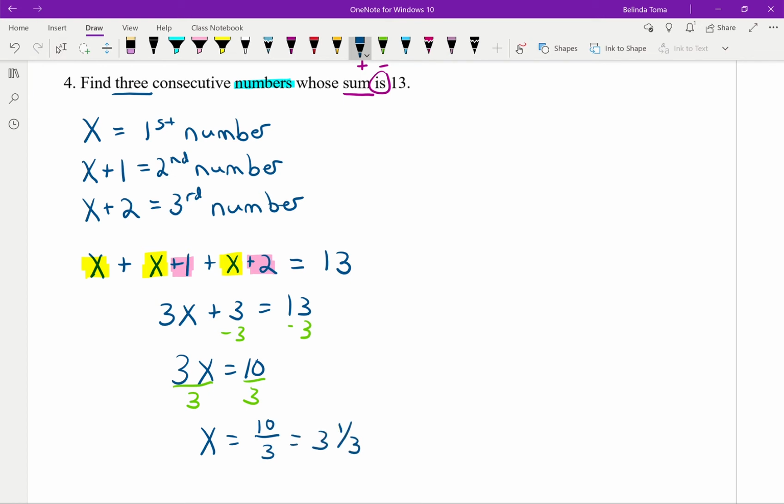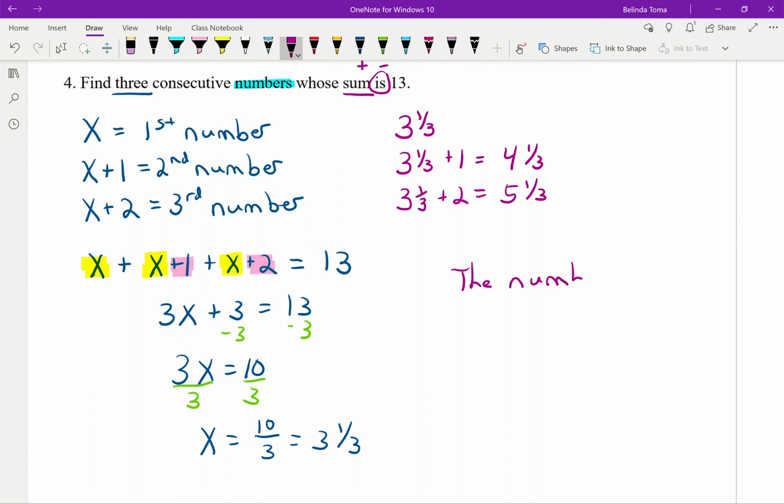Now, that means that if we go back to our unknowns, if x is 3 1/3, then if we add 1 to 3 1/3 for the second one, then we would have 4 1/3. And if we add 2 to the first number, then we're going to get 5 1/3. So the numbers are 3 1/3, 4 1/3, and 5 1/3.